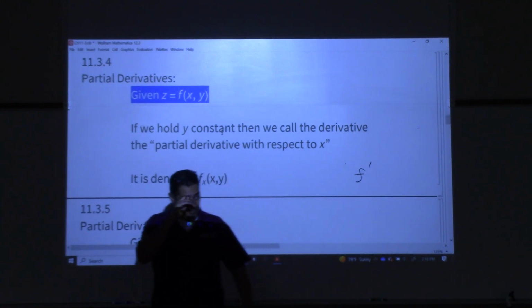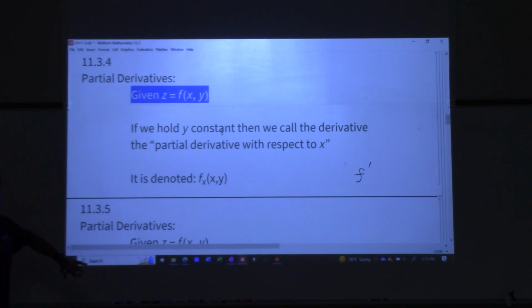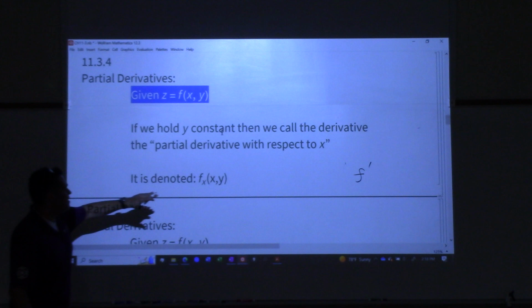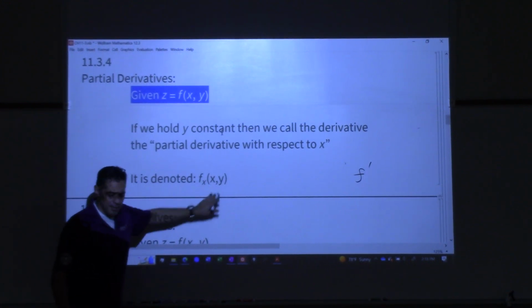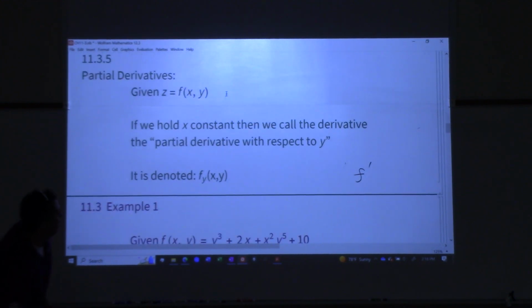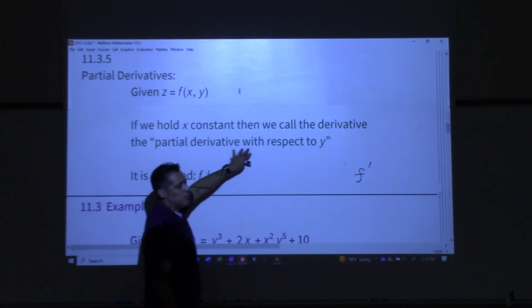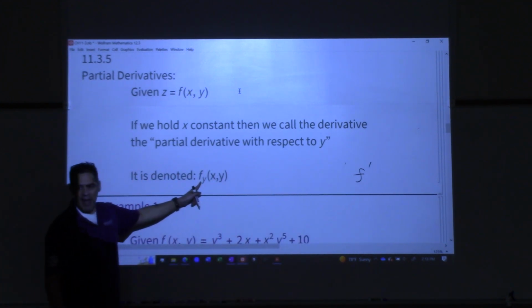Yes? Can we also do d dx? Yeah, there's a couple of others. I have some more notations for you, all right? Was there another question? So this means take the derivative of that function, treat x like the variable, hold the y constant. Now if you want to do it the other way around and take the partial derivative with respect to y, that means you're going to hold the x constant, and this is the notation for that.